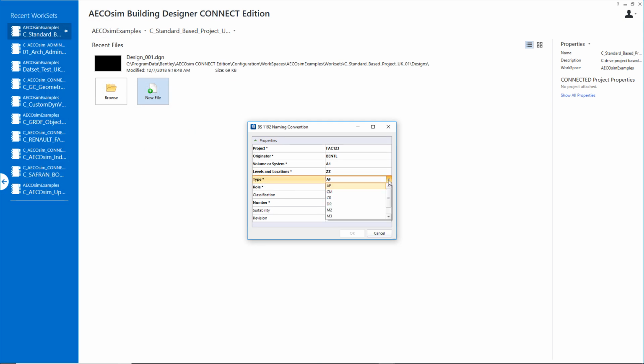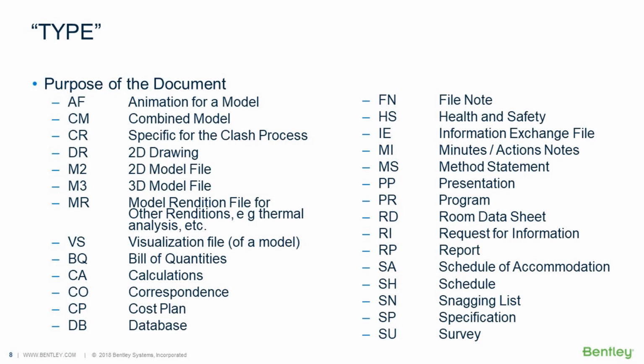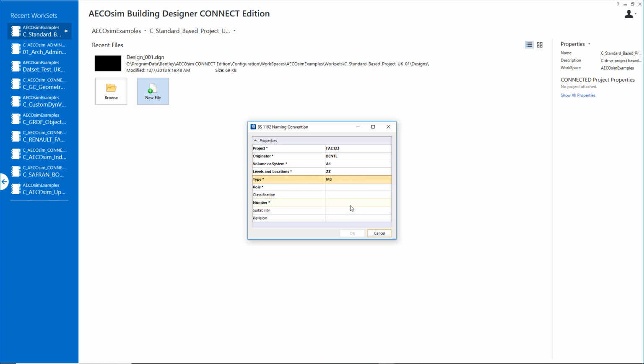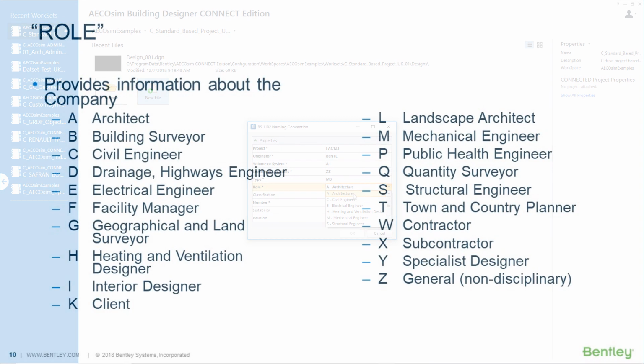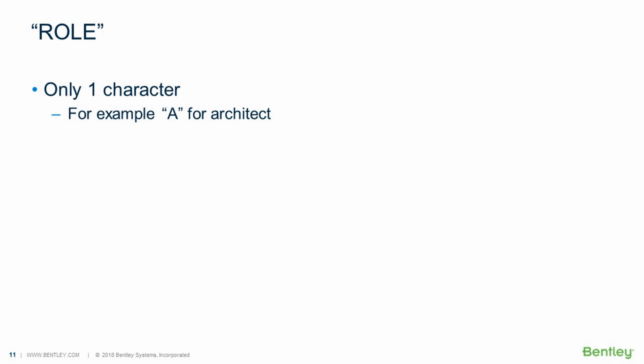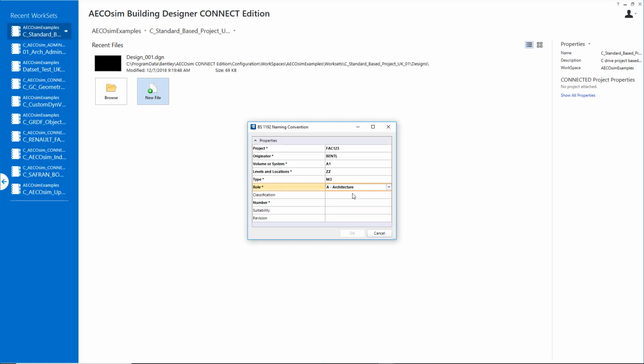The fifth field is for type or purpose of the file. There are predefined values. With the BS1192 standard, we see that we already have a lot of predefined types. They can be, for example, 2D drawing, 2D model file, 3D model file. Type should include 2 characters, for example, M3 for 3D model. In our case, I will choose M3 for 3D model. The sixth field is for the role. The role also has predefined values. For example, we have A for architect, B for building surveyor, C for civil engineer, and so on. The role should only have 1 character. For example, I will choose A for architect.